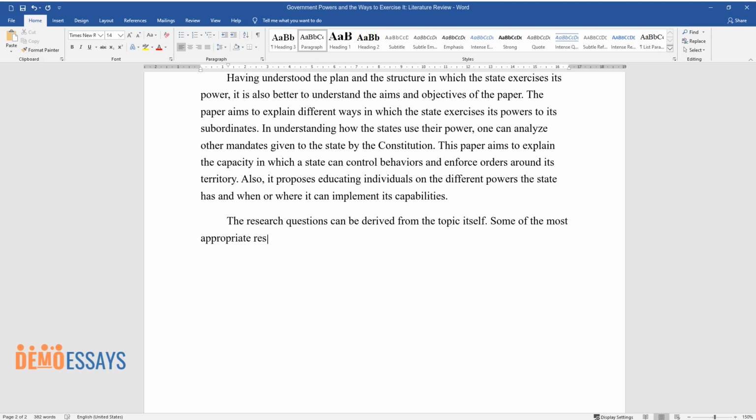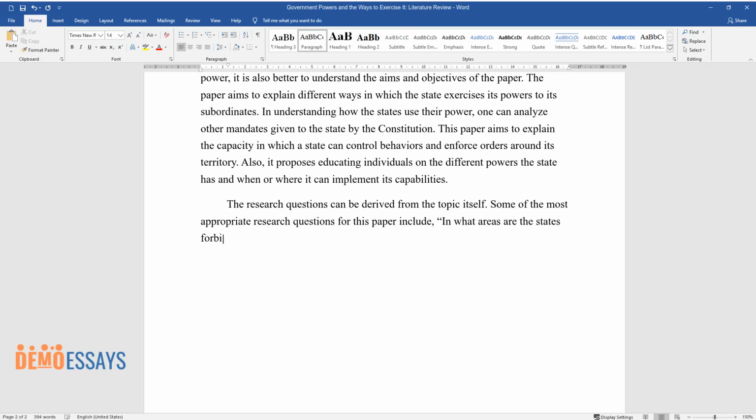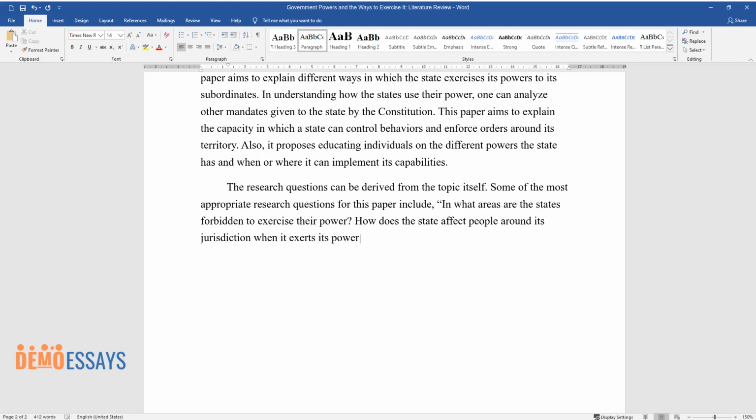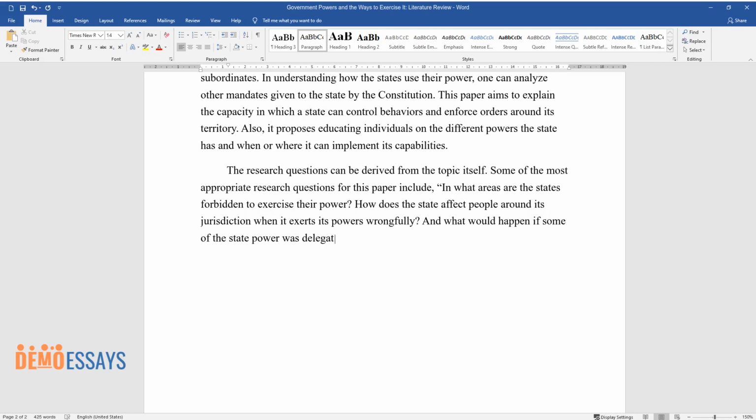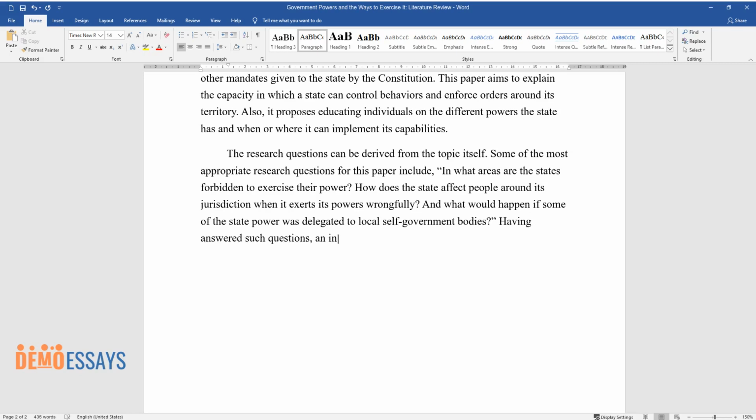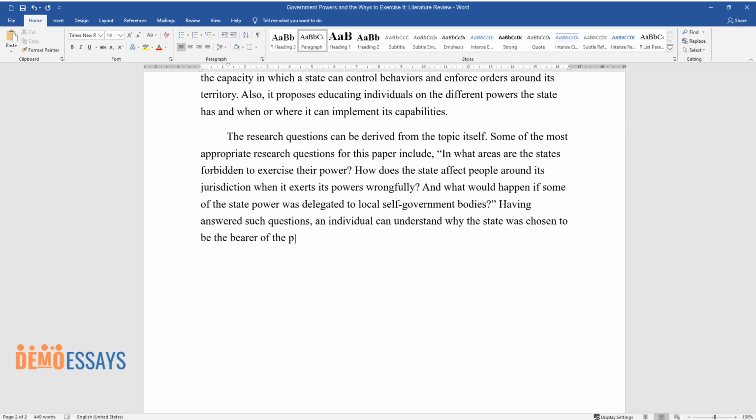Some of the most appropriate research questions for this paper include: in what areas are the states forbidden to exercise their power? How does the state affect people around its jurisdiction when it exerts its powers wrongfully? And what would happen if some of the state power was delegated to local self-government bodies? Having answered such questions, an individual can understand why the state was chosen to be the bearer of the powers it exercises.